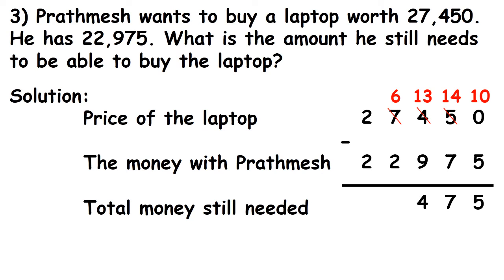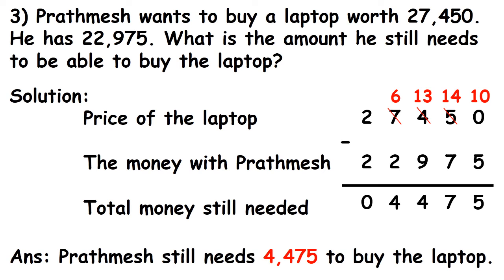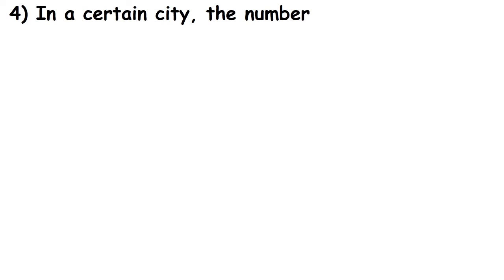Next digit is 6 minus 2, that is 4. And the last digit, that is 2 minus 2, will be 0. So Prathamesh still needs rupees 4,475 to buy the laptop. Let us solve another example of subtraction.